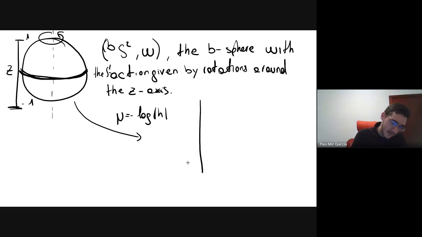What happens is the following. If we consider h from -1 to 1, we know that at -1, the moment map, the image of the moment map, let me start drawing with colors, because this would be the key point.